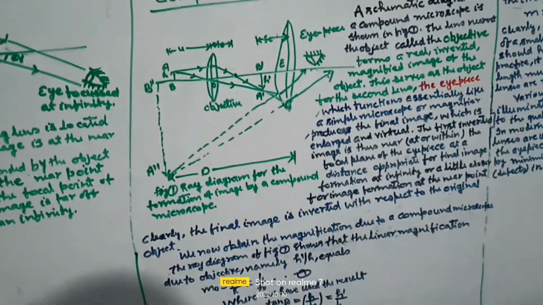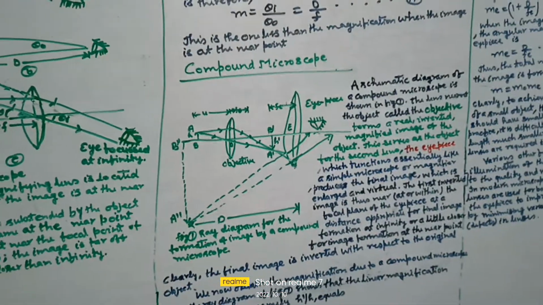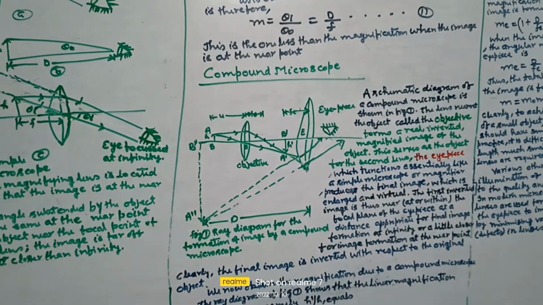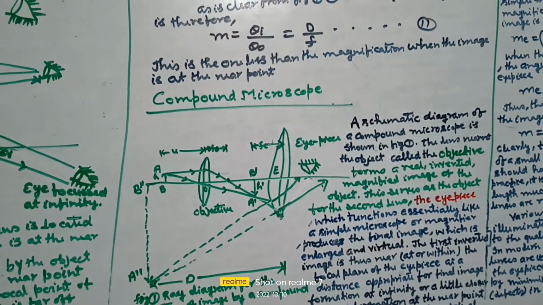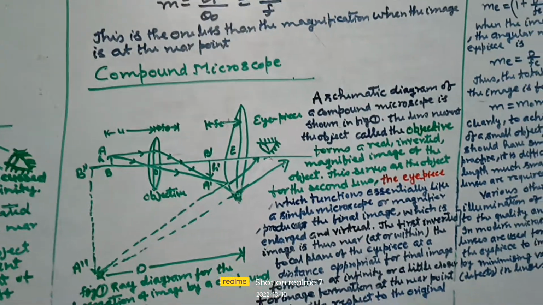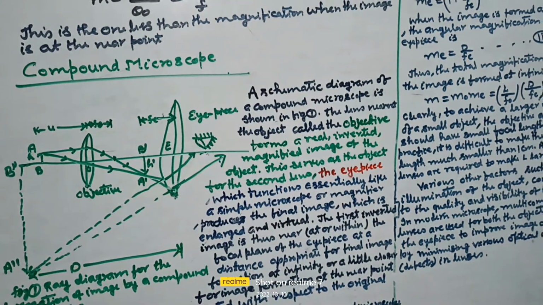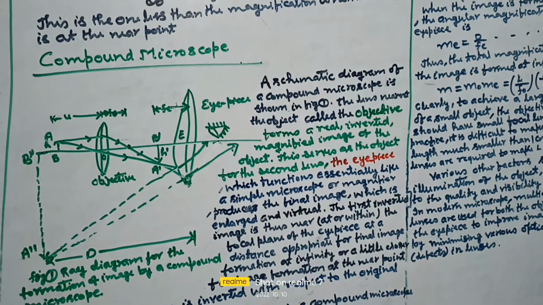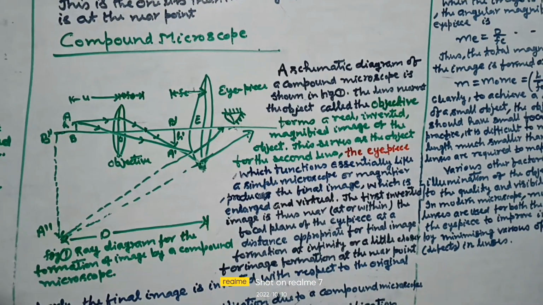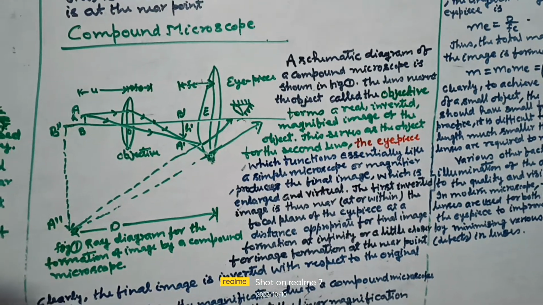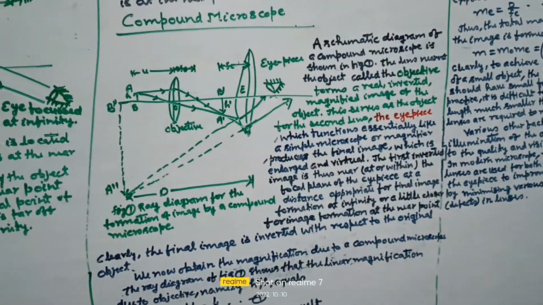Now the compound microscope. The figure shows a ray diagram for the formation of an image by a compound microscope. In this compound microscope, there are two convex lenses, one is the objective and the second is the eyepiece. The lens nearest the object, called the objective, forms a real, inverted, magnified image of the object. This serves as the object for the second lens. The eyepiece, which functions essentially like a simple microscope or magnifier, produces the final image, which is enlarged and virtual.